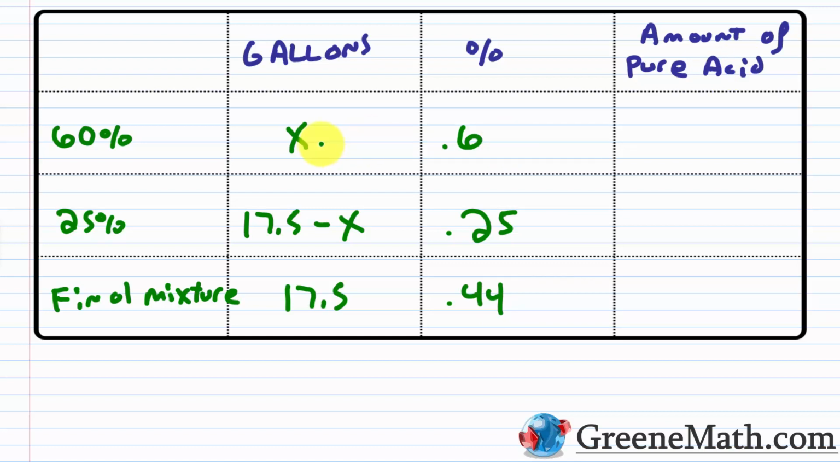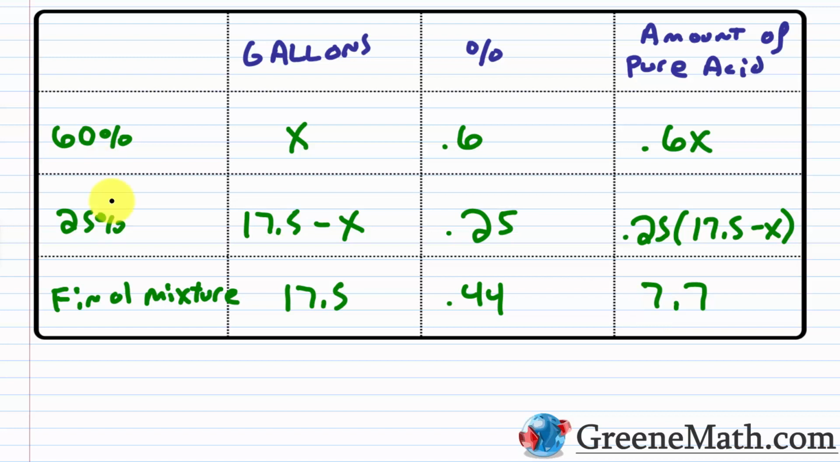To get the amount of pure acid in gallons for each, I would just multiply across. I have x gallons and it's 60% pure acid, so 0.6 times x is 0.6x. I have 17.5 minus x gallons, and it's 25% pure acid, so 0.25 times the quantity 17.5 minus x. And then my final mixture is 44% acid and it's 17.5 gallons. If we multiply those together, you get 7.7. So this is the amount of pure acid in the final mixture, 7.7 gallons.